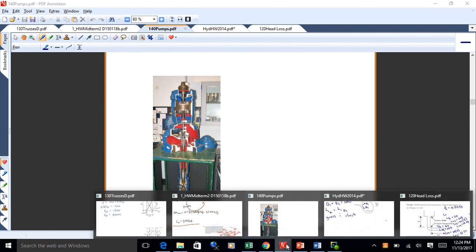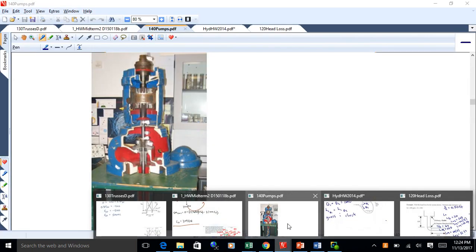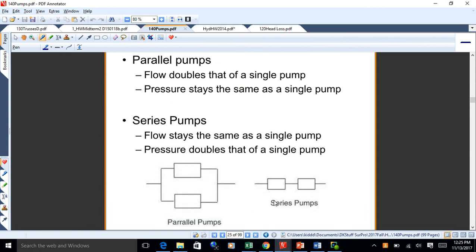So if you set up your pumps that way, what you're getting is a series pump. They're in series, one after the other. The flow stays the same, but the pressure will double or triple or quadruple or whatever, depending on how many impellers you've got. So what you need there is a real big motor to turn all those impellers. So that's the setup that you can have on pumps.